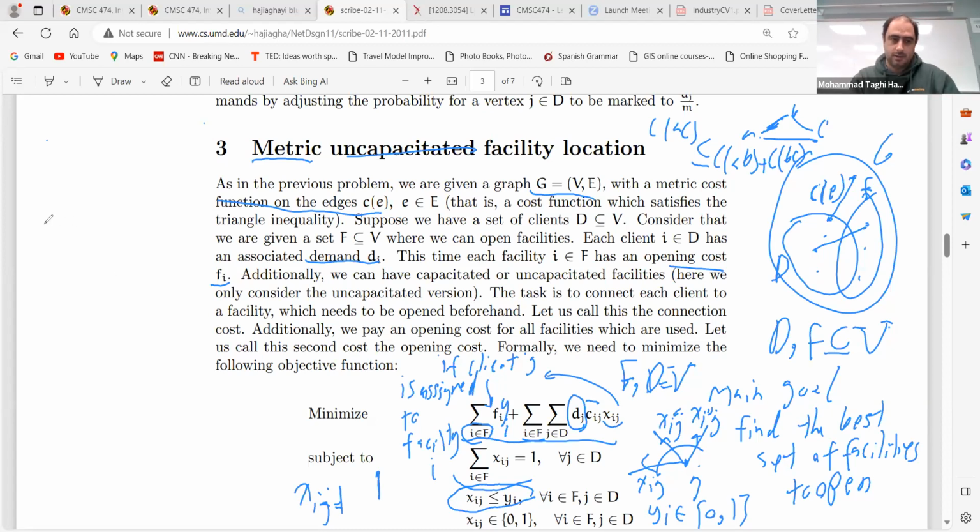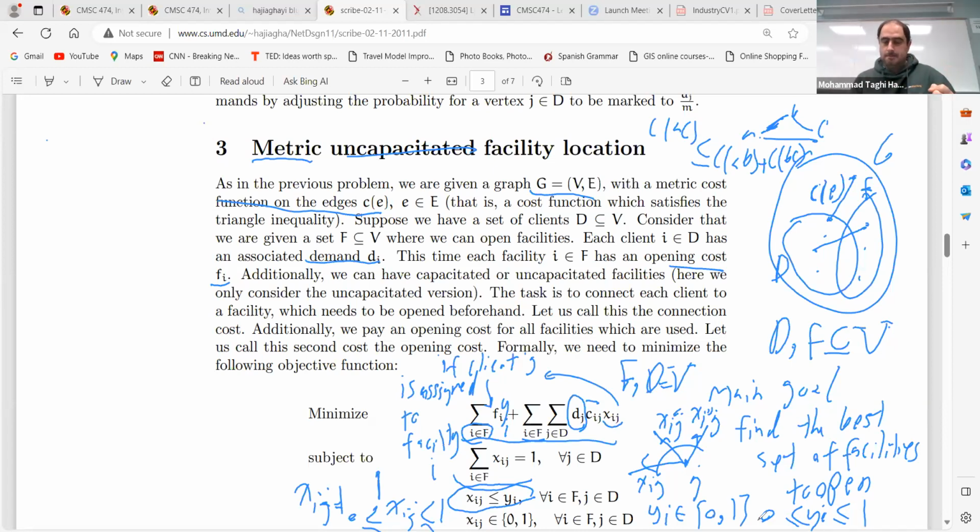How can we make it integral? Another thing: when we are converting this integer program to a linear program, the only thing that we are changing is this one. We say that the xij's should be between 0 and 1. The same for y: the yi's should be between 0 and 1. So that is the only condition that we need to put there.